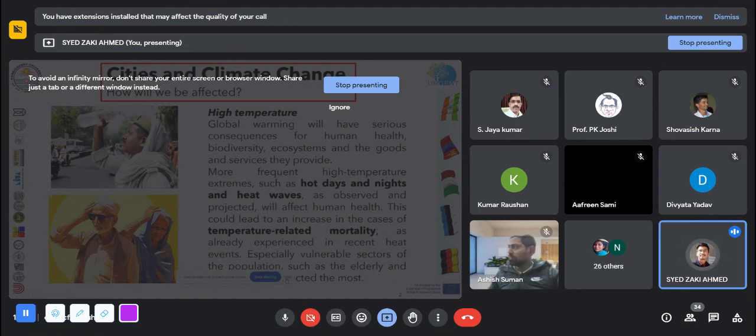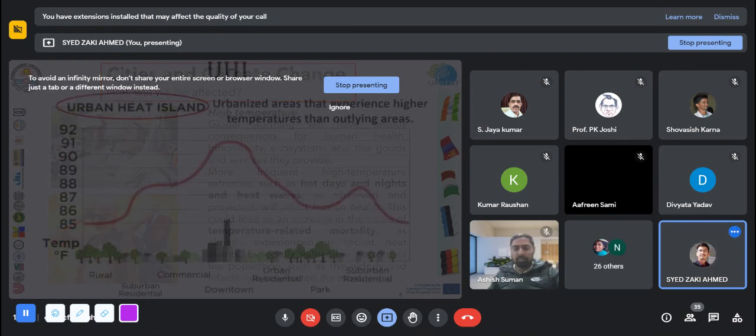And who will be the most vulnerable in this thing? They will be the population, mostly the elderly and the infants will be affected the most as per the works done by the researchers. First of all, what is urban heat island? So, urban heat island, in short, we know the UHI, which is called as it is an urbanized area that experiences higher temperatures than the outlying areas.